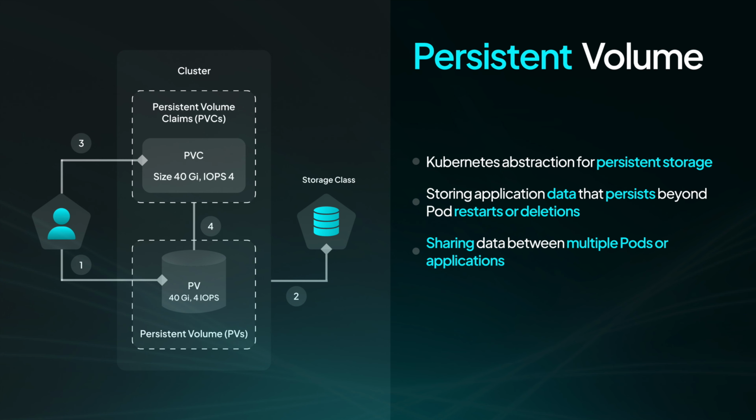Beyond persistence, persistent volumes also enable sharing data between multiple pods or applications. For instance, if you have multiple instances of an application or different applications that need to access the same dataset, a persistent volume can provide that shared access. In a sense, persistent volumes ensure that your valuable application data remains safe and accessible, even as your pods come and go, providing the necessary durability for stateful applications in Kubernetes.